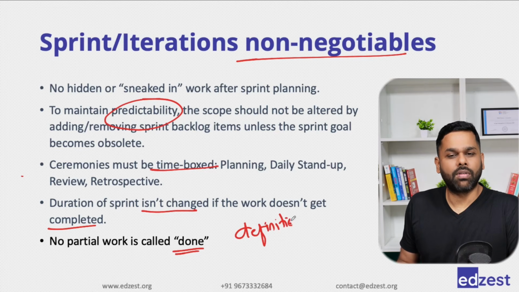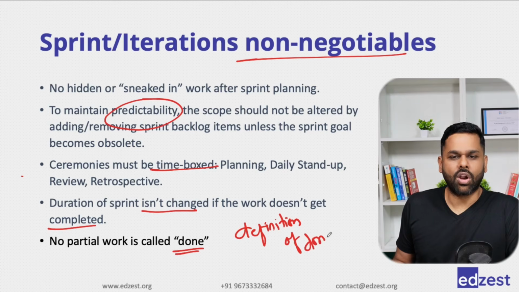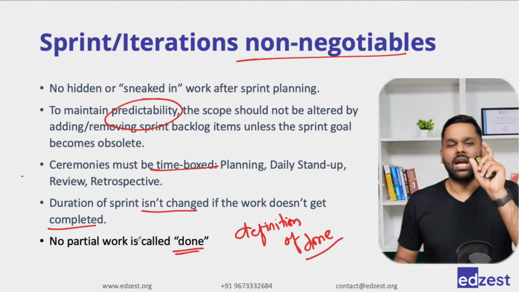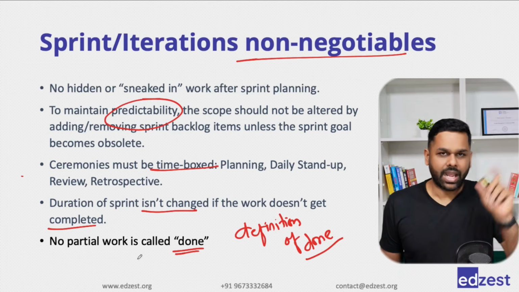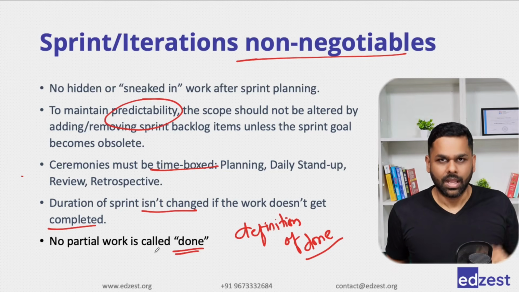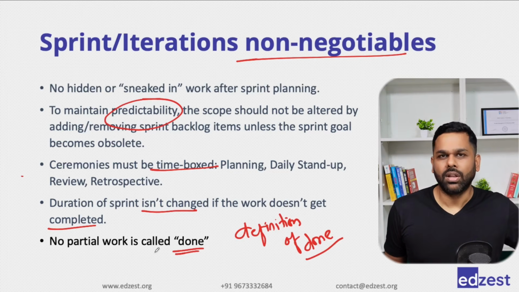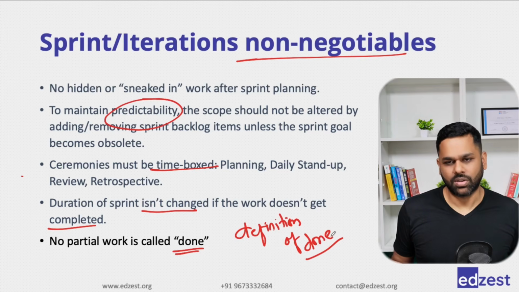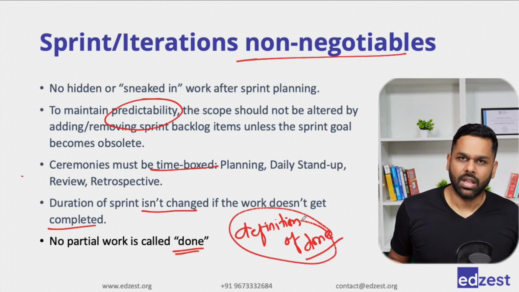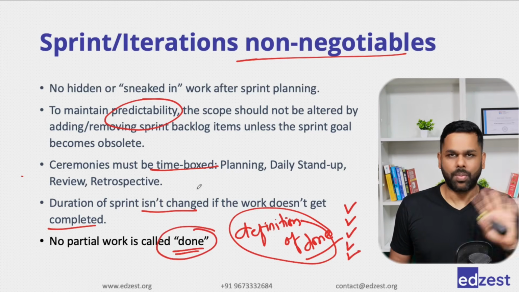Any incomplete work, whether it is 80% complete or 90% complete, is not considered as complete. You will assign 0 story points to that actual completion, even if it is 95% complete. There would be a checklist that we use for every user story to see whether it is complete or not, which is called definition of done. If you put a tick on all the points in the definition of done, only then you call it as done. So no partial work.